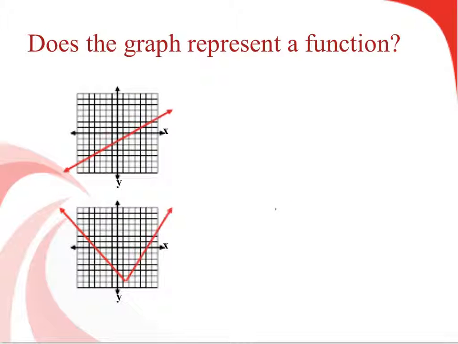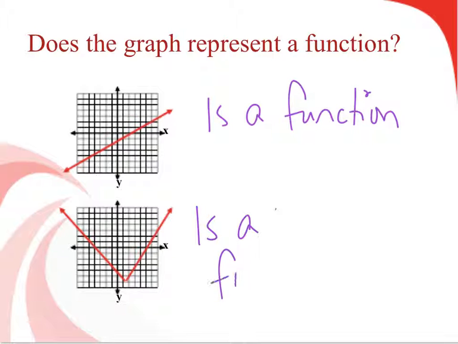Here are two examples. If I drop a vertical line anywhere on this graph, will it pass more than one point? No, it will not. So this is a function. And on the second one, again, if I drop a vertical line, does it pass in more than one spot? It does not. So this also is a function.